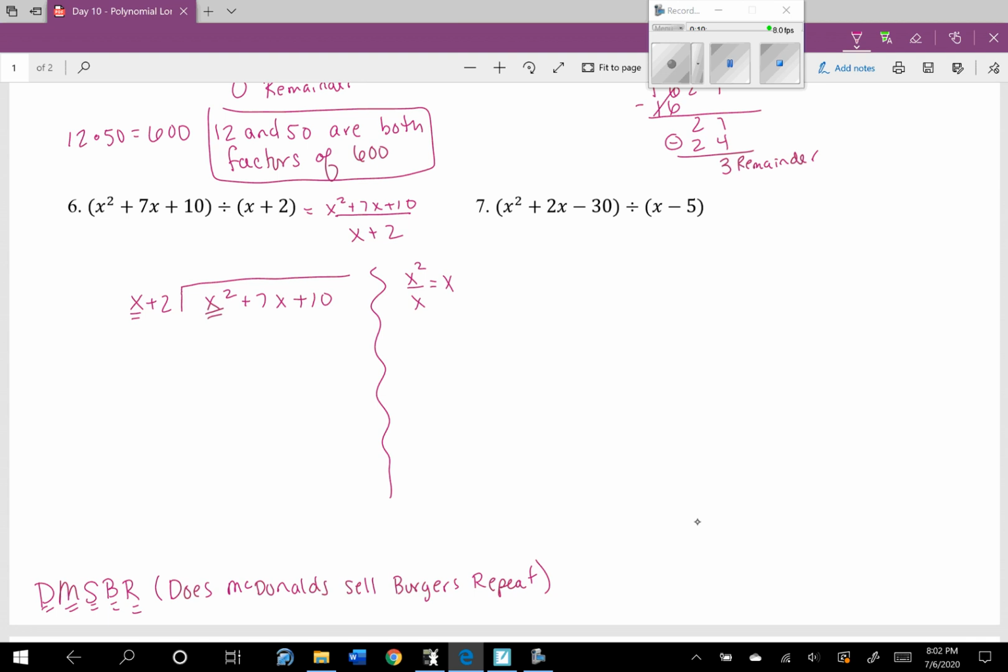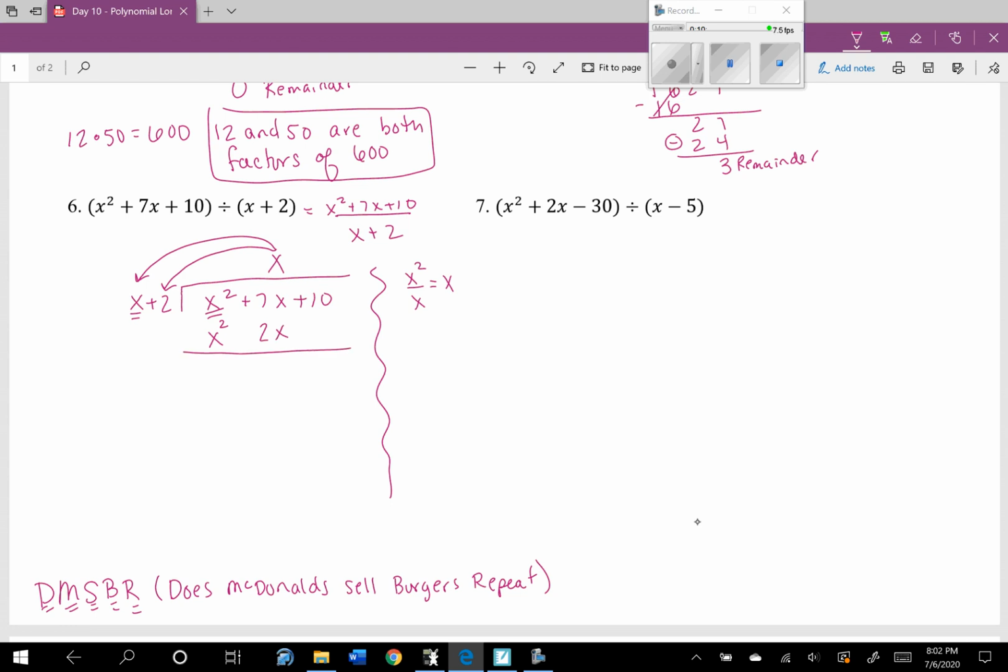So now you're going to line this x with its linear term. These are the linear terms here, so I line it above this one, not this one here. And then M in McDonald's stands for multiply. So I take this x and multiply it by both these terms. So x times x is x squared, and x times 2 gives me 2x.